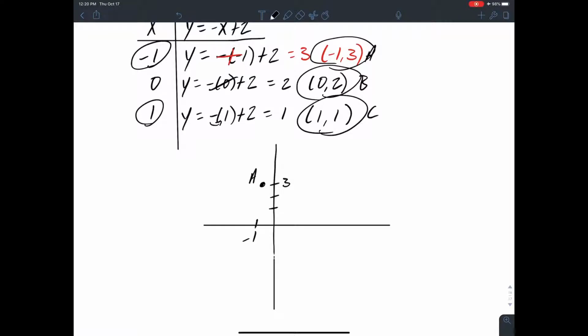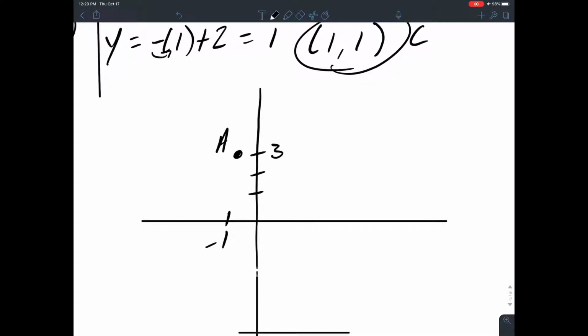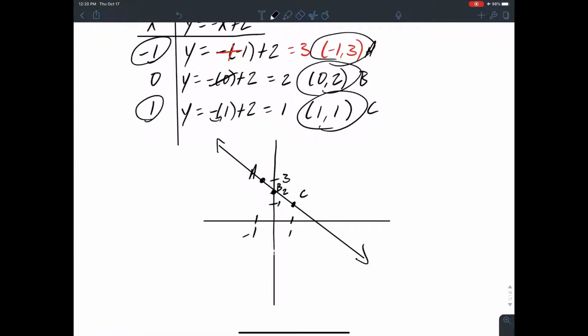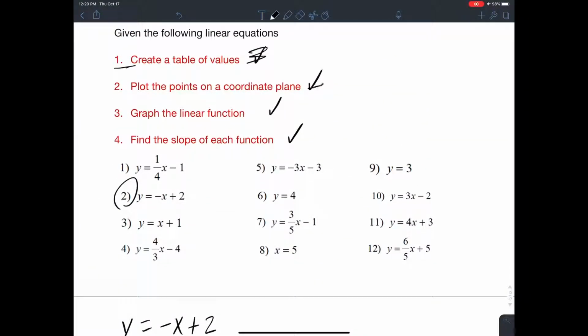0, comma 2. So I start at 0, up 2. That's B. And then 1, 1. So 1, 1. That's C. Let's go ahead and, my line looks horrible, but let's connect them. All right, so we went ahead, plotted the points on a coordinate plane.